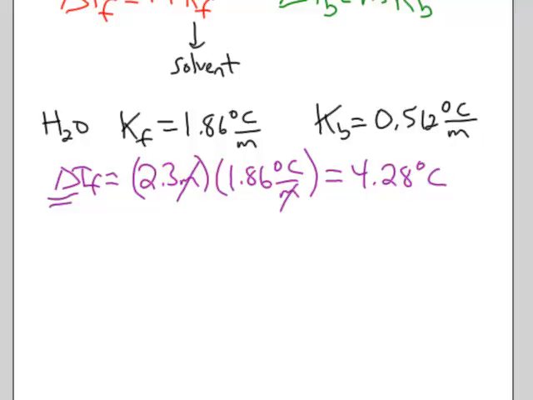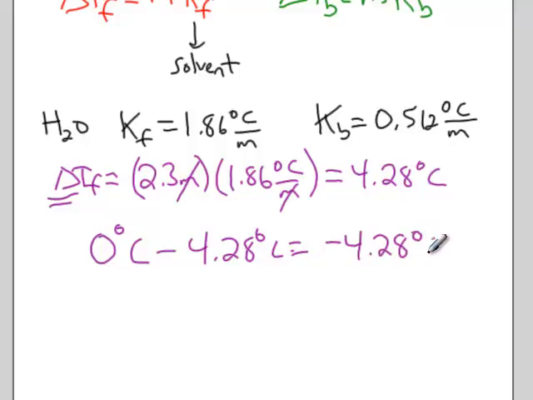So to find the temperature of freezing, you have to remember pure water freezes at 0 degrees, and we just found the change was 4.28. That change, remember, always goes down from 0. So we have to subtract from 0 degrees. And so we get a final temperature of freezing of negative 4.28 degrees Celsius.